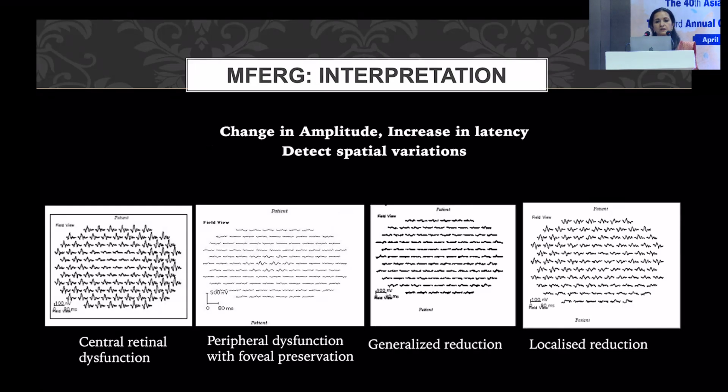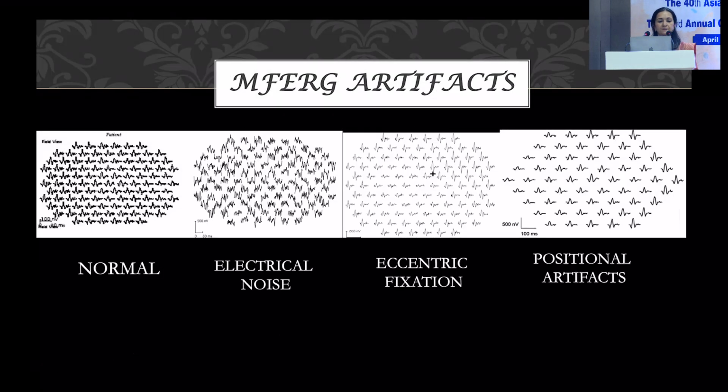So these are some typical forms of MFERG. You could have a central defect with a normal periphery, something like Stargardt's disease; generalized peripheral abnormality with only central preservation, typical of RP; generalized reduction, which is seen in cone-rod dystrophy, where both cones and rods are affected; and localized, say where the inferior field is affected, which you may see in branch retinal vein occlusions.